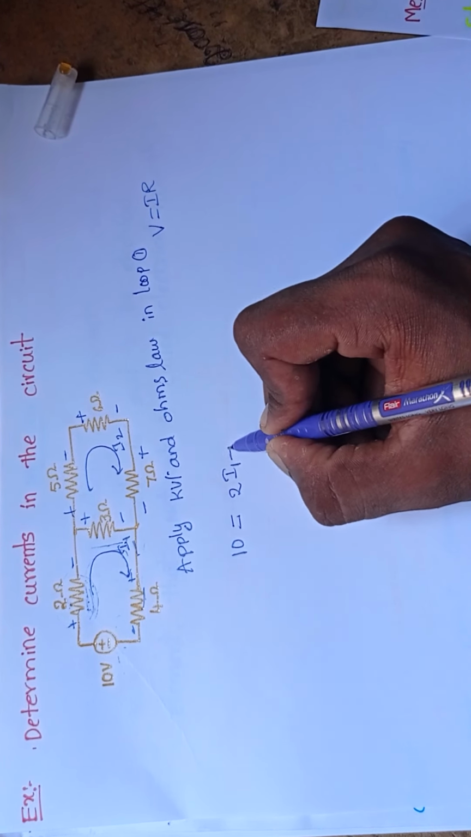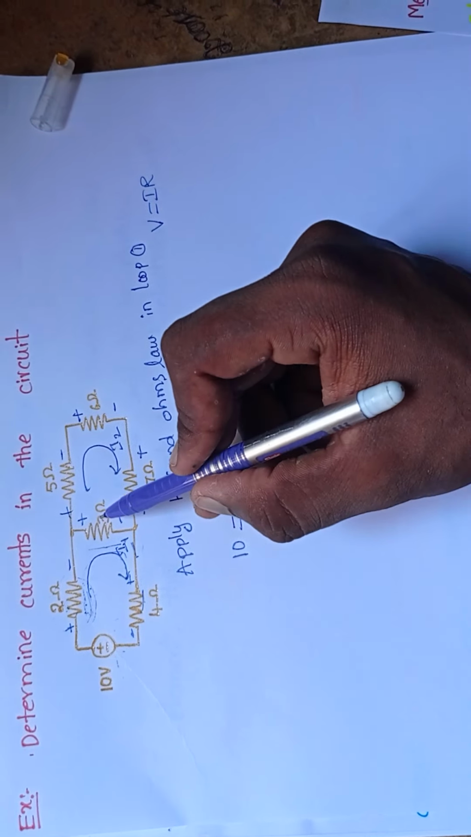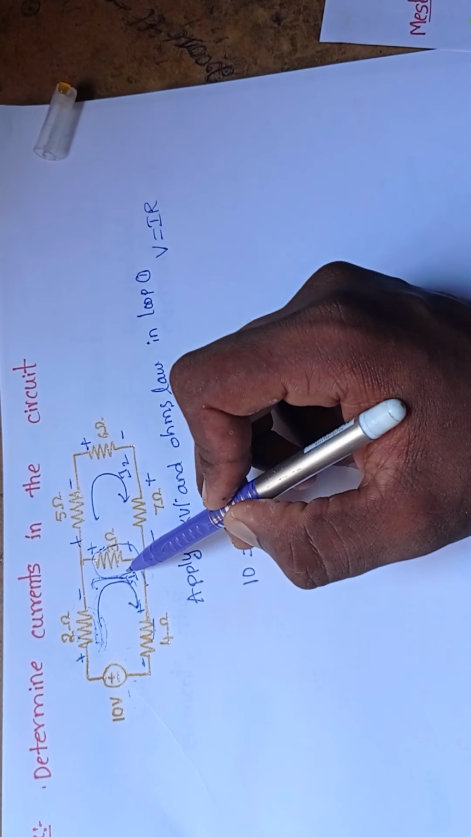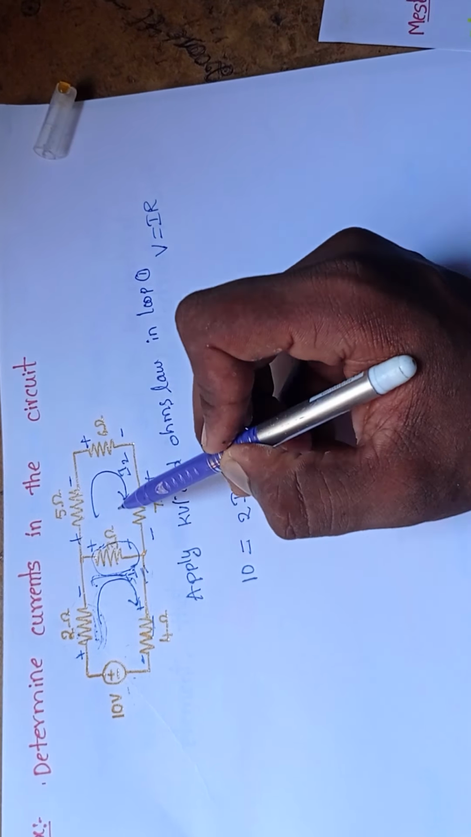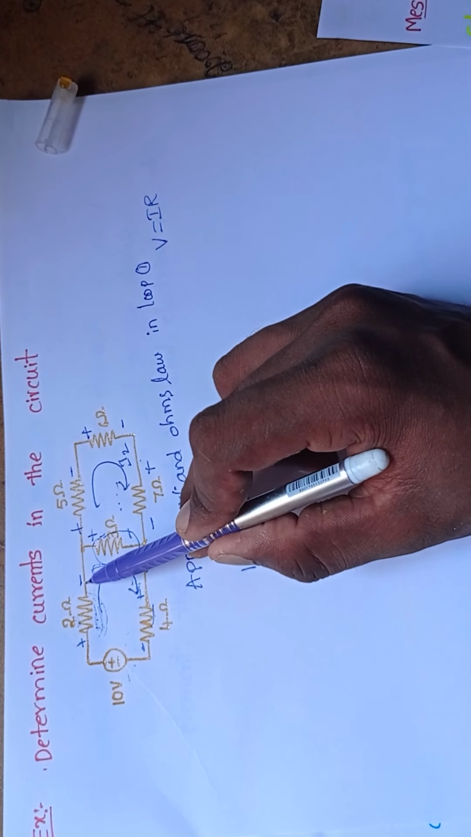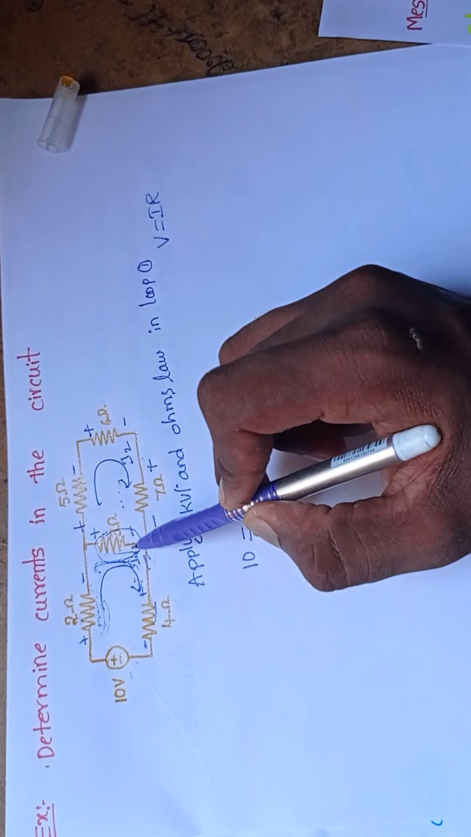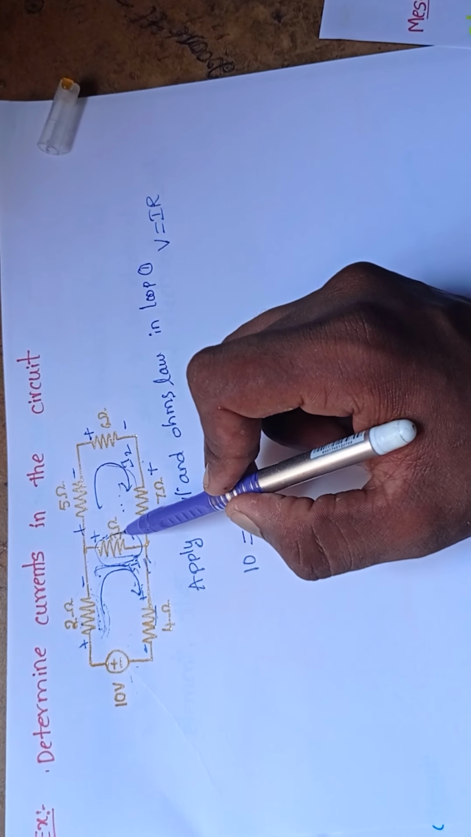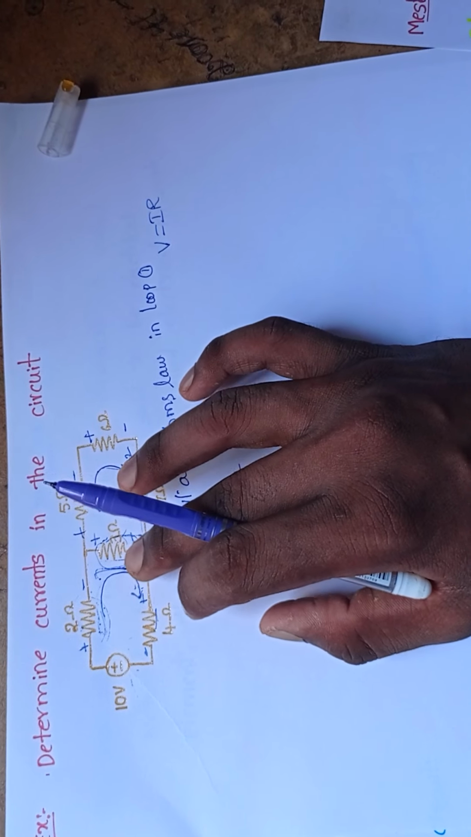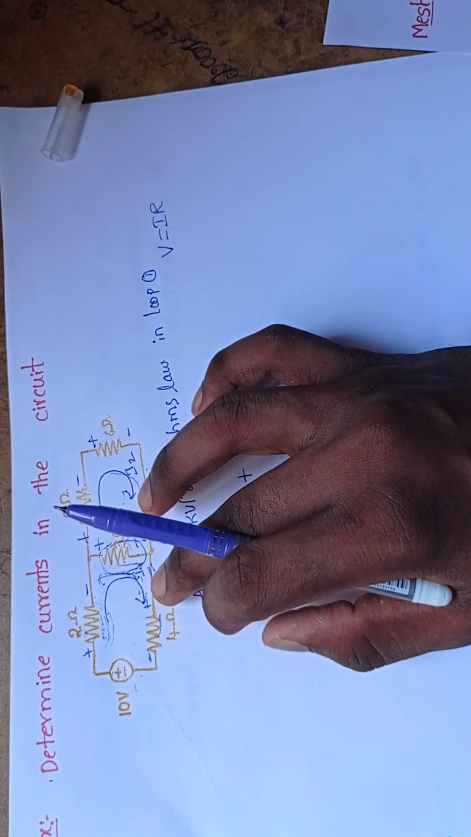2I1 plus, let's consider this resistor. Observe that two currents flow through this resistor: one is I1, another is I2. This is the common resistor between the two loops, so both currents flow through it. The I1 current flows in this direction and the I2 current flows in this direction. That is, I1 and I2 flow in opposite directions.